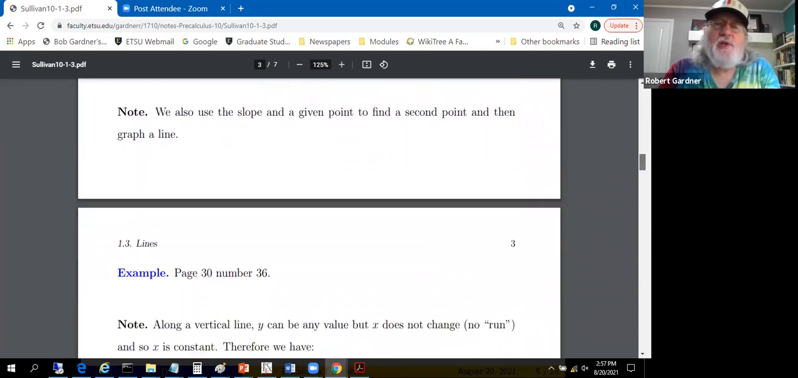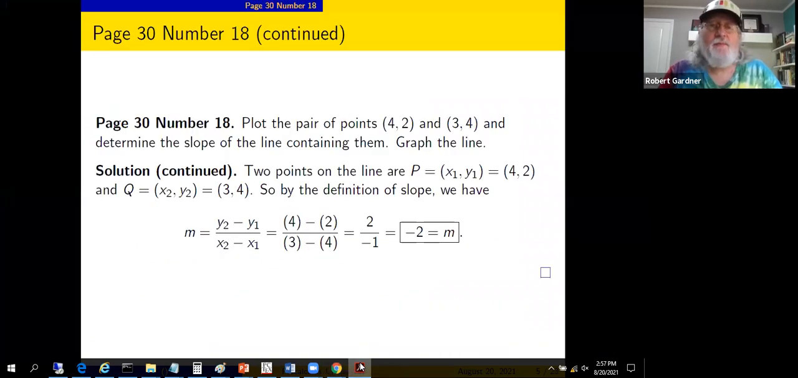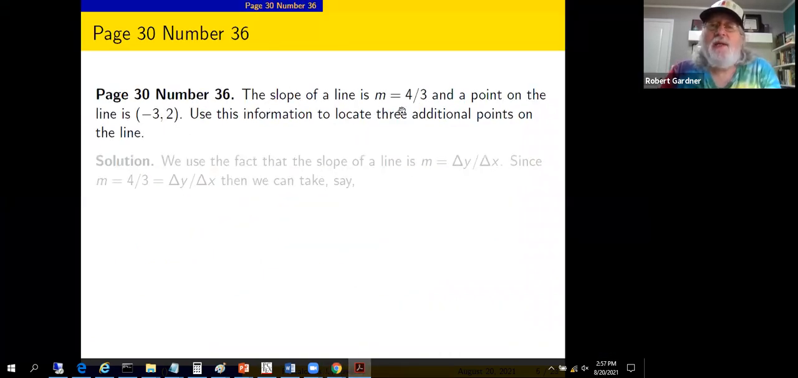We also use the slope and a given point to find a second point and then graph a line. So another interpretation of slope: change in y over change in x, rise over run. Let's look at number 36. Slope of the line is m equals 4/3, and a point on the line is -3, 2. Use this information to locate 3 additional points on the line. All right, they didn't ask us to graph it, I noticed, so we won't. We could. We're about to have 4 points on this line, so that wouldn't be too difficult.